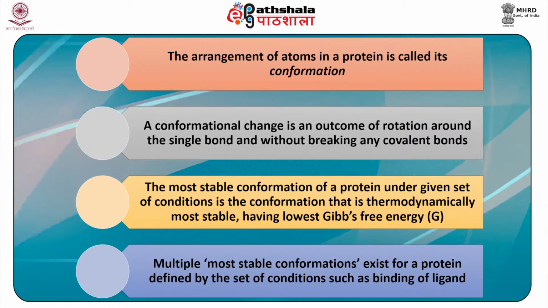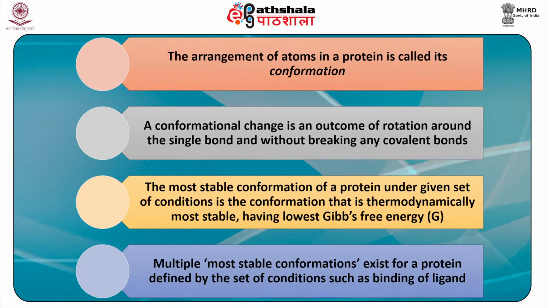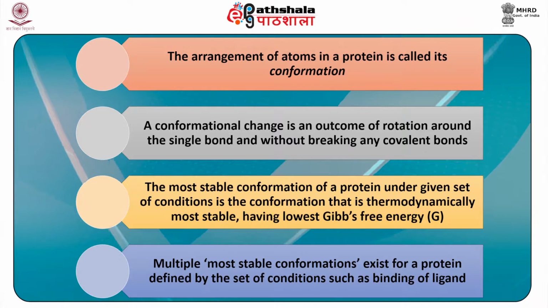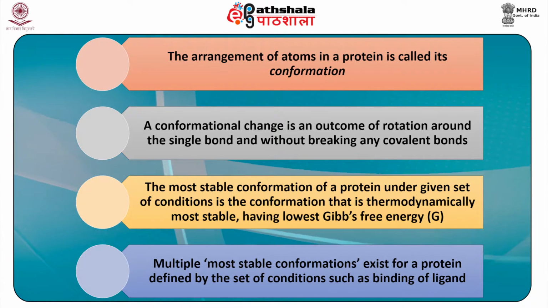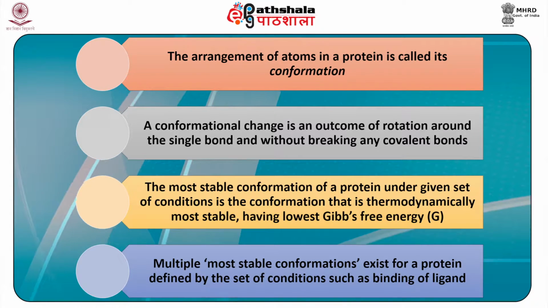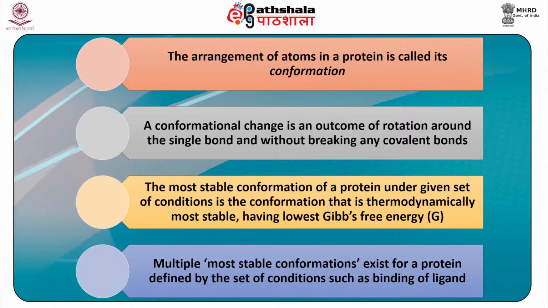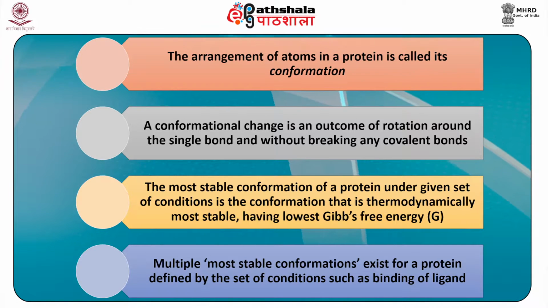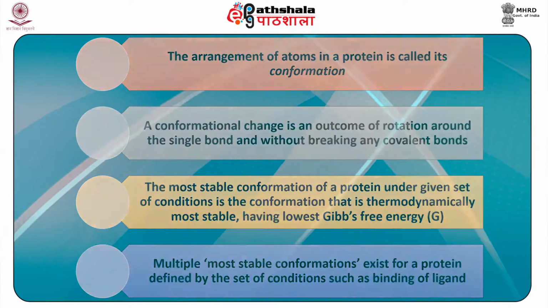So the most stable conformation of a protein under a given set of conditions is the conformation which is called thermodynamically most stable, having the lowest Gibbs free energy. Most stable conformations exist for a protein defined by a set of conditions such as the binding of a ligand. So this was in terms of conformation, most stable conformation, and the various factors which may stabilize it.